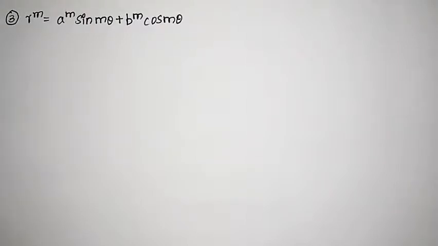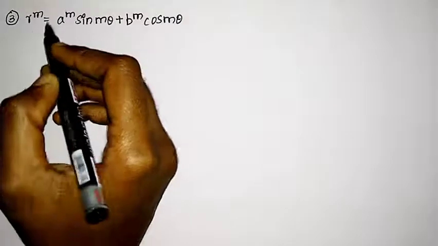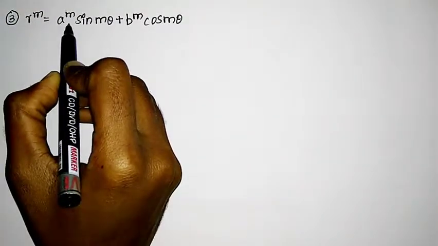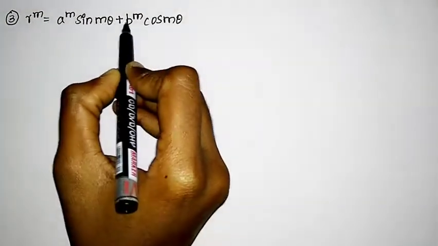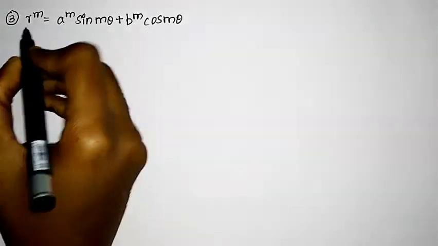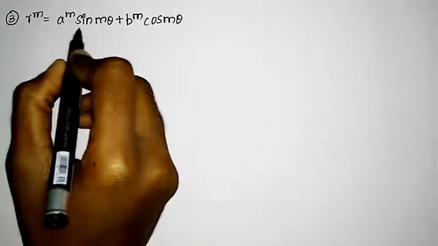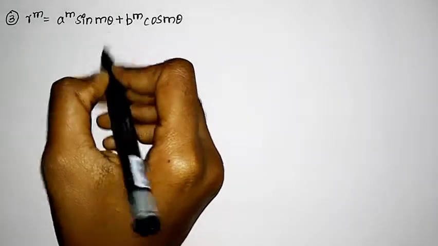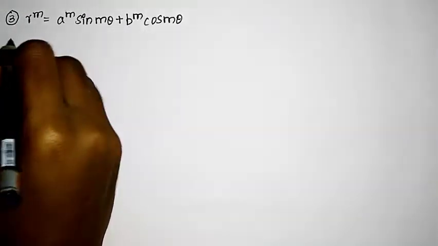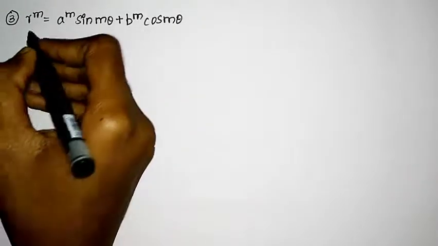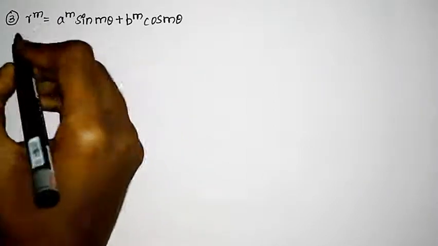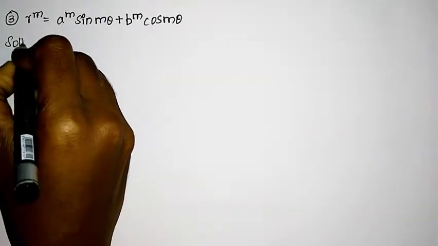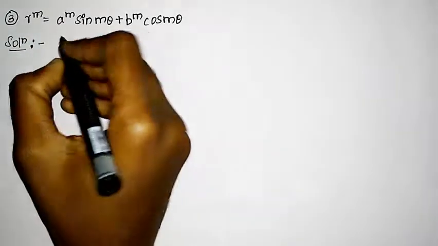Today we shall discuss the third problem on pedal equation. That is r raised to m is equal to a raised to m into sin m theta plus b raised to m into cos m theta. So our first step is to differentiate with respect to theta so as to eliminate theta and obtain the pedal equation. So we shall find the solution for this and obtain the pedal equation.